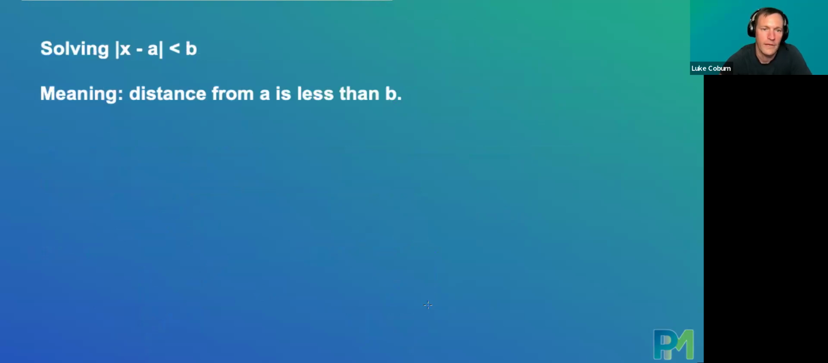Okay. And now we want to say, well, what would it mean for x minus a to be less than b? Basically, what are the values of x? If this is a, where are the values of x so that I'm less than a distance of b from it? So this is b. Basically I'm creating a kind of catchment area, right?